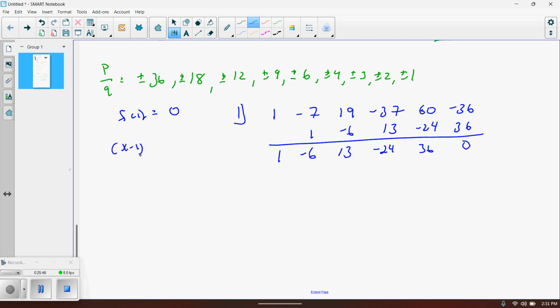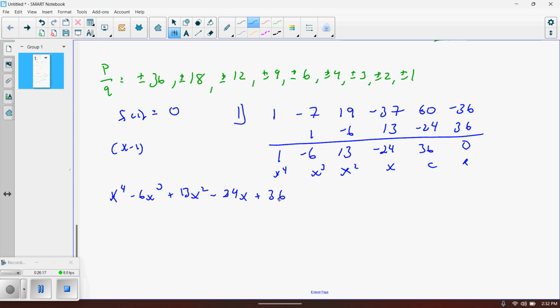All right, so now we know x minus 1 is one of our factors. We are now left with, let's see, that's the remainder, constant, x squared, x cubed, x to the 4th. So we are left with x to the 4th minus 6x cubed plus 13x squared minus 24x plus 36.